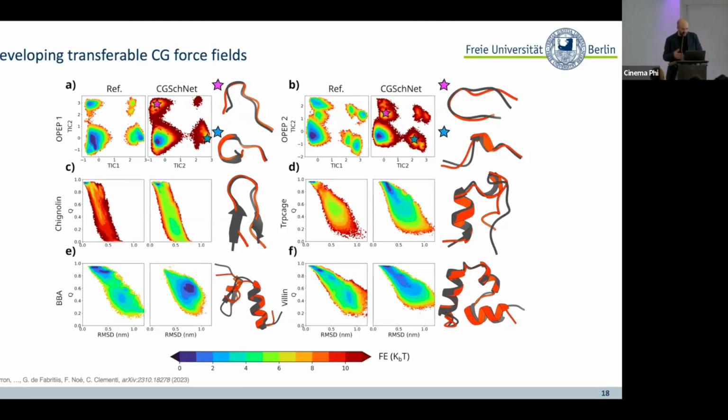In this case, again, we are able to reproduce the folded state for most of the systems, and especially we are able to reproduce most of the metastable states. This is the fundamental part. We are not just interested in reproducing the folded state. We could use AlphaFold or something else for that. We really want to reproduce the entire free energy surface, meaning the entire probability distribution for our system.